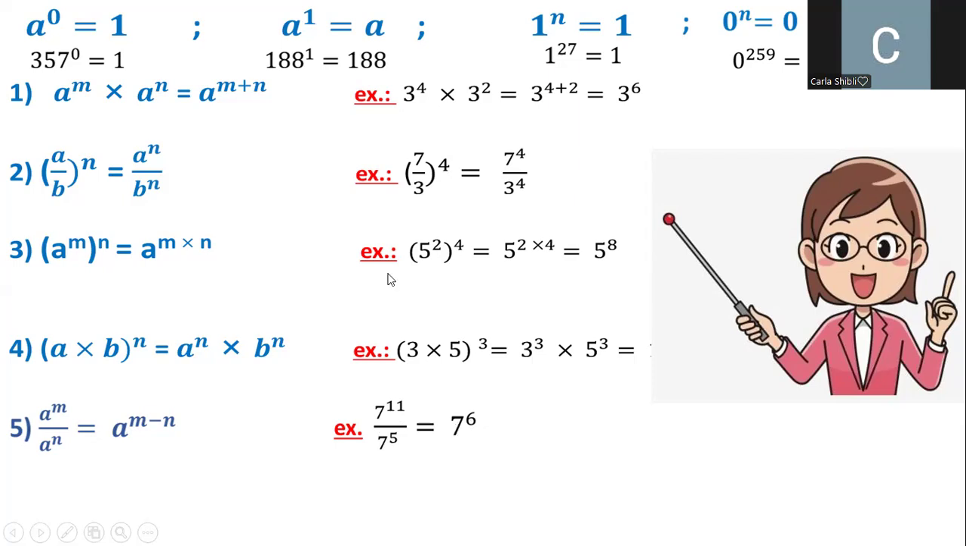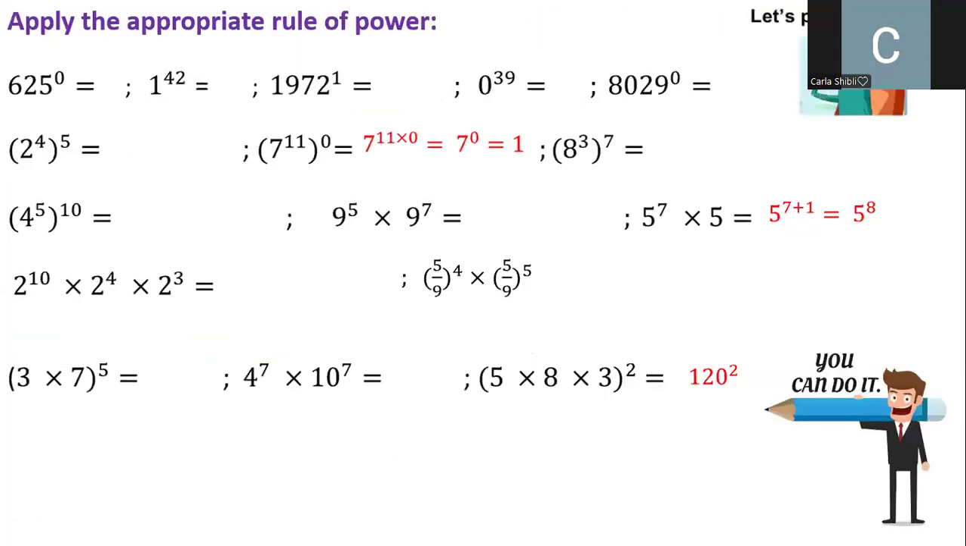So as I said, these rules written in blue, the blue rules, please, you should memorize them in order to know how to apply these rules. Now we will solve a practice together. First, I have 625 to the power 0, as I said. Any base to the power 0 always gives me 1. Yes, the answer is 1.